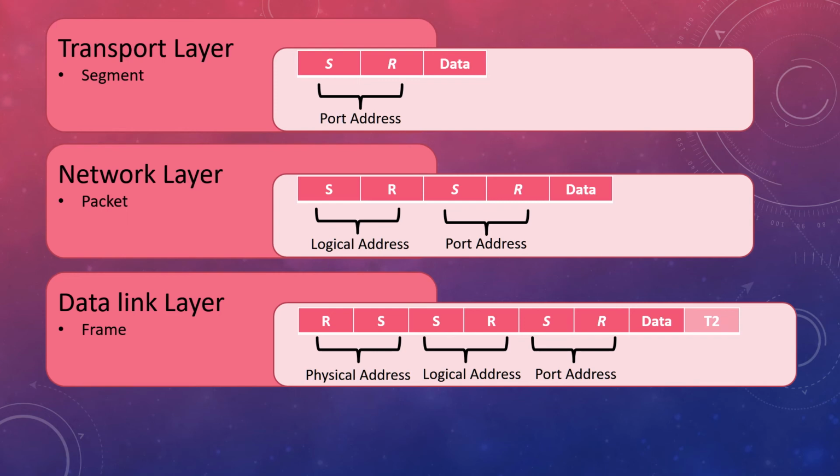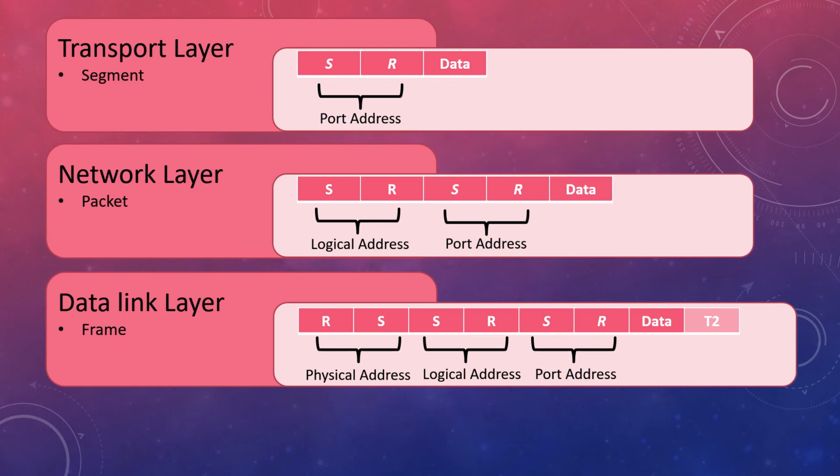Next we have the network layer. In the network layer, we have the packet. The packet has five parts. The first two parts are for the logical address, the sender and the receiver address. Then we have another two parts for port address, sender and receiver, and lastly we have the data.